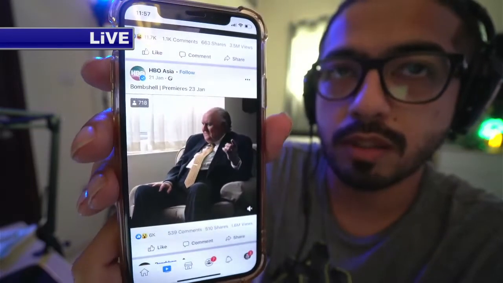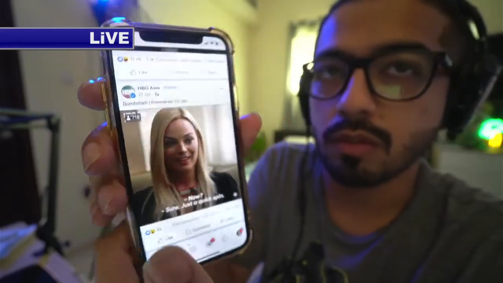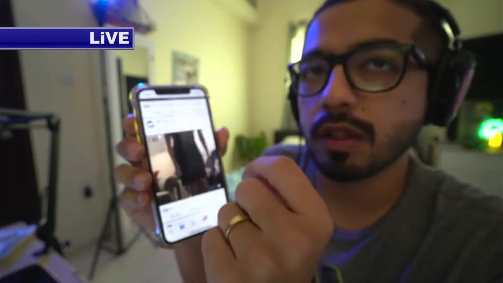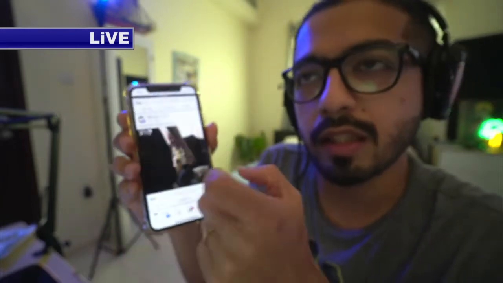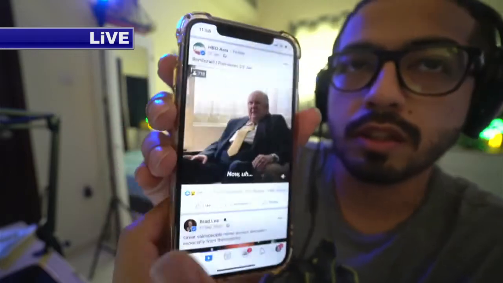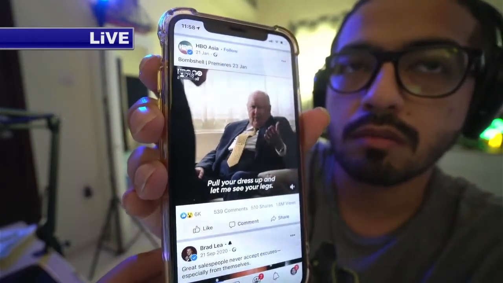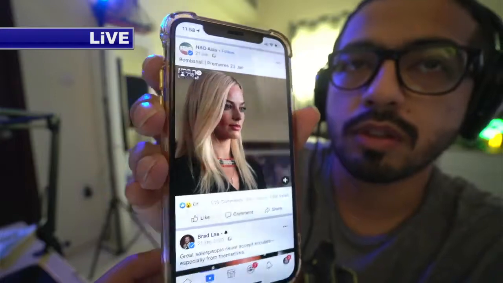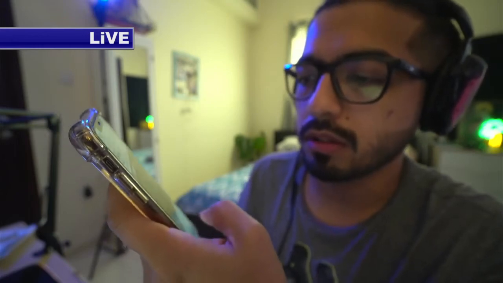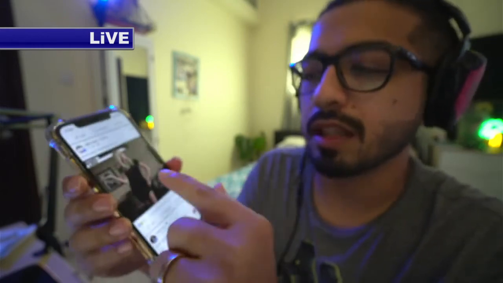HBO Asia, they've got subtitles. So, what are these subtitles? These are not actually subtitles. Subtitles are if they're speaking Arabic, for example, and I get an English translation, that's a subtitle. These are open captions because it's English content with text showing you what they're saying, because most people don't watch with the sound on.